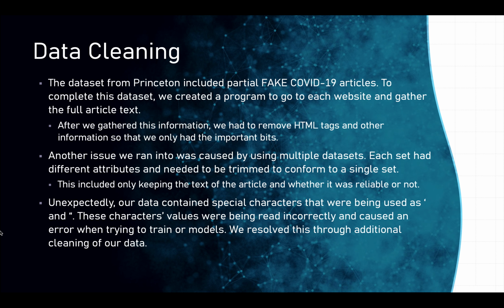And then unexpectedly, another issue we ran into was our data contained special characters that were being used as apostrophes and quotations. These characters' values were being read incorrectly and caused an error when trying to train our models, which was an invalid conversion from string to float. And so we were able to resolve this through additional cleaning of our data, but it definitely wasn't something that we were thinking about or looking out for when we did our initial cleaning.